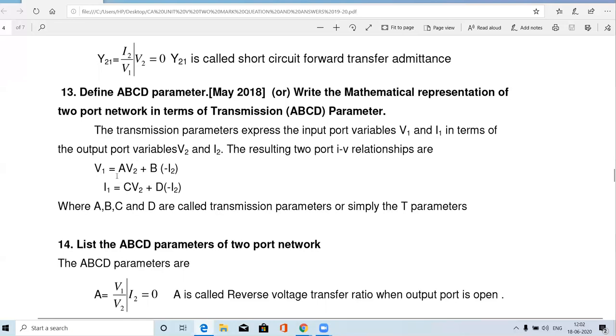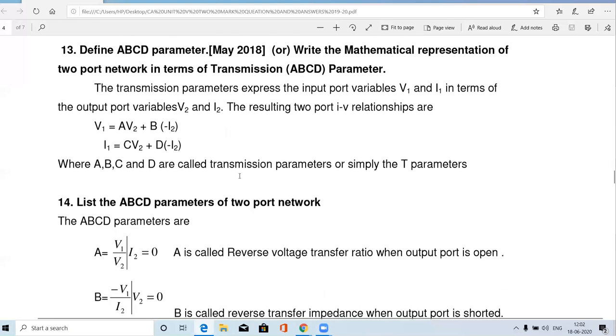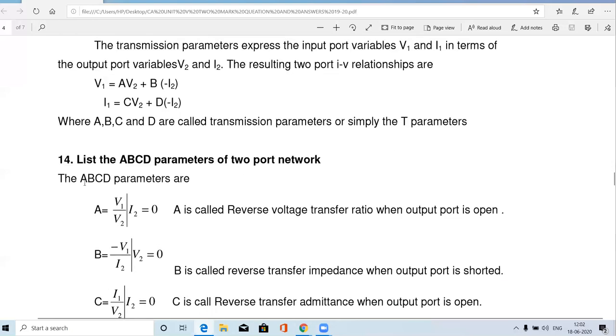So V1 equal to A into V2 plus B into minus I2. Similarly, I1 equal to C into V2 plus D into minus I2. So this is the ABCD parameter equation, and here A, B, C, D are called the transmission parameters. The values are given in the next question: list the ABCD parameters of a two-port network.